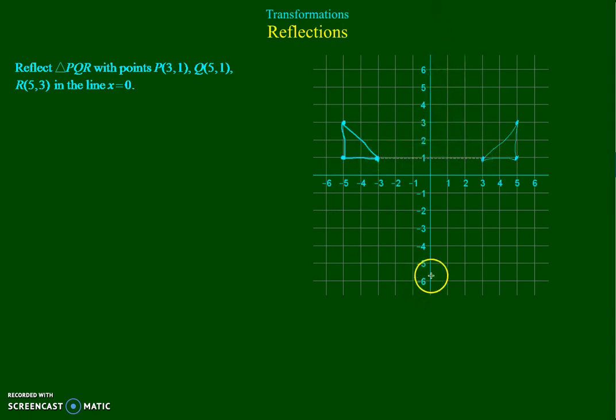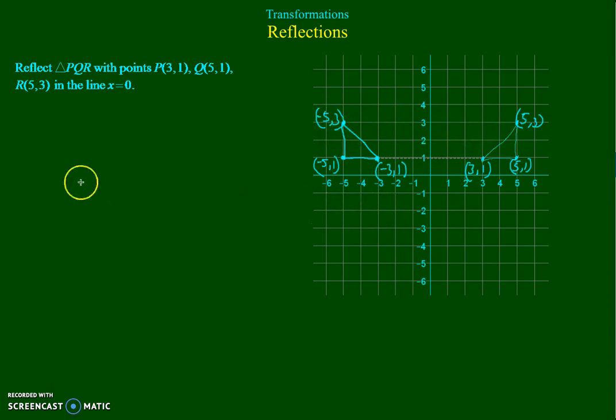Now let's take a look at what happened to these coordinates. So we're going to use this one as the basis. So this coordinate is 3, 1. And what happened here? Well, this coordinate became -3, 1. This one was 5, 1. This one became -5, 1. And 5, 3 became -5, 3. So what happened between here and here? Well, you can see that each one of the x coordinates went negative.